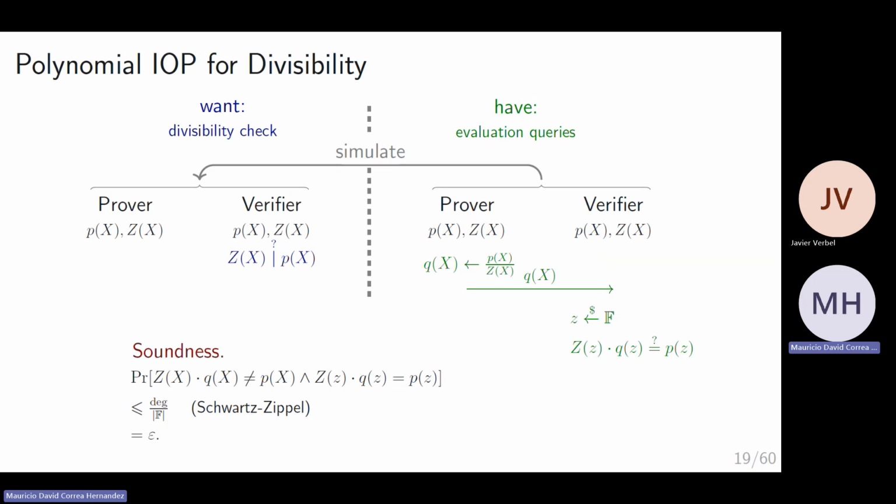The number of zeros, if you move all the terms to the left-hand side, we have a polynomial of degree d. It can have at most d zeros. And so the probability that the verifier was unlucky enough to sample one of those is degree over size of the field. That's the Schwartz-Zippel lemma, and this is negligible. So we're good.